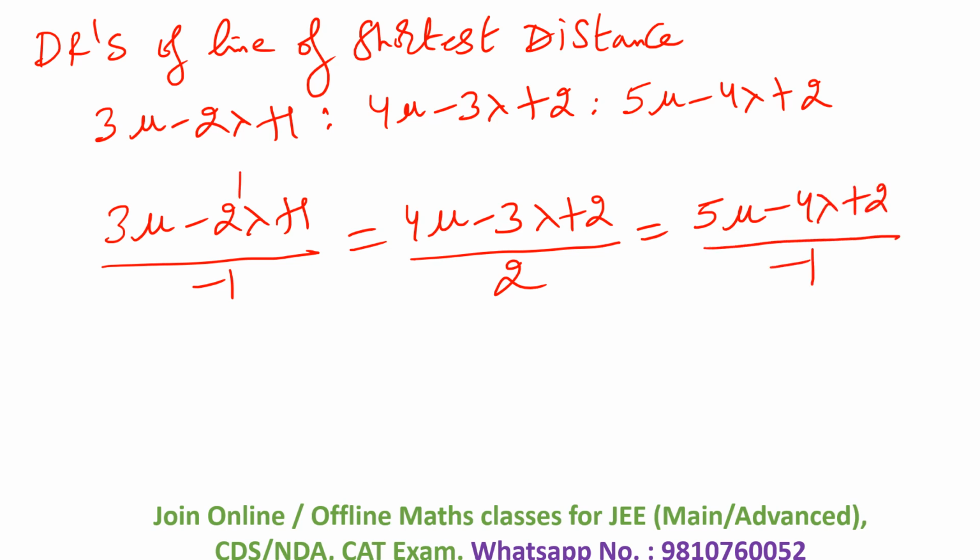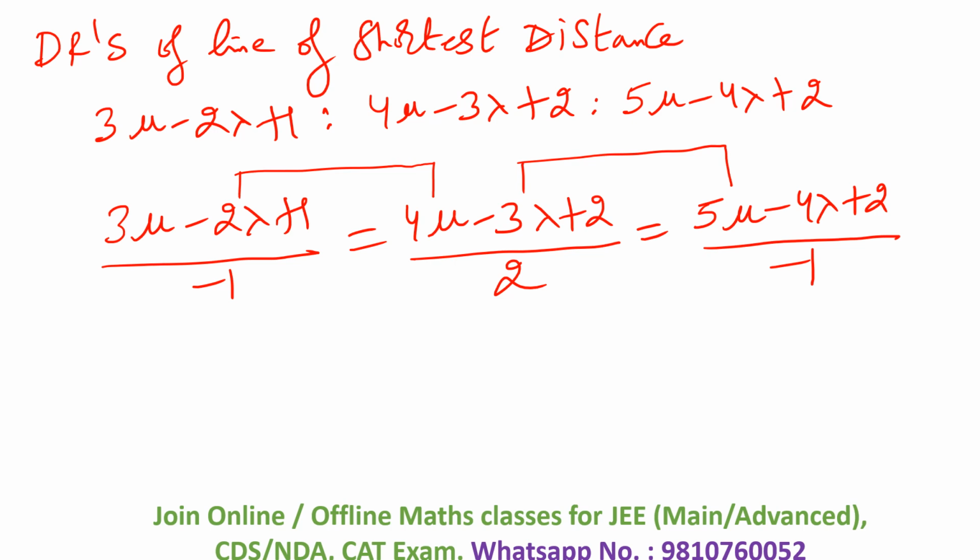Now, if we compare these two expressions, we will be getting an equation in terms of lambda and mu. Similarly, when we compare the last two expressions, we get another equation in terms of lambda and mu. We will solve both of these equations to get the values of lambda and mu, and hence we will find the coordinates of P and Q. Once we find the coordinates of P and Q, we can easily write the equation of the line of shortest distance. Right? Now students, let's do it.